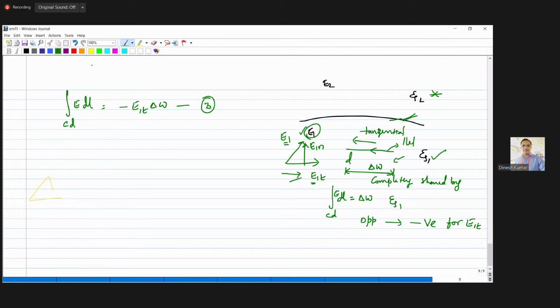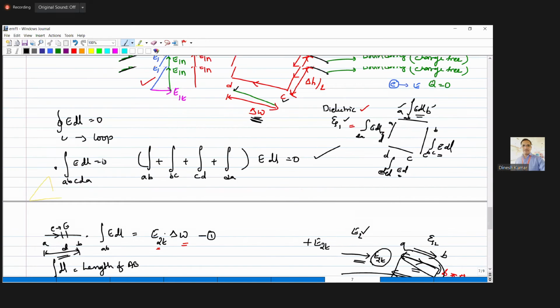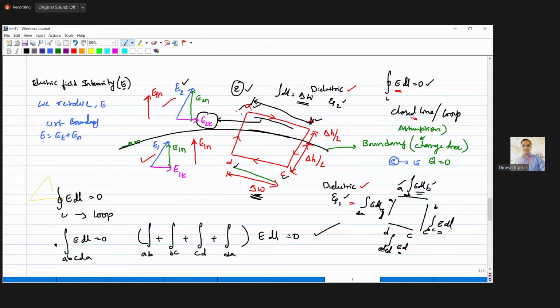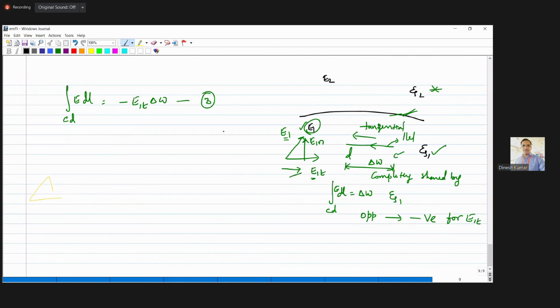Equation 3. And finally, we are going with the third, the last conductor. What is that last conductor here? The last conductor is from D to A. Here I have taken one boundary. The conductor is D to A and the direction is from D to A.